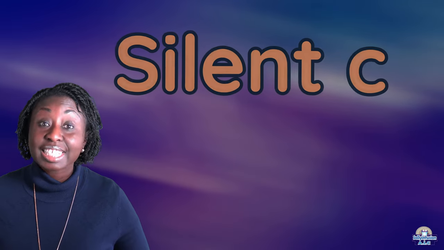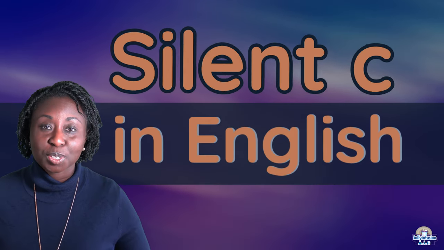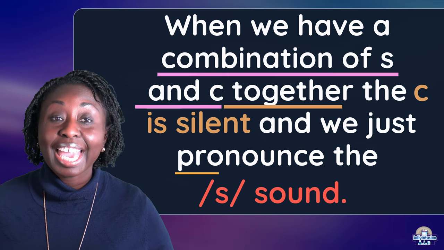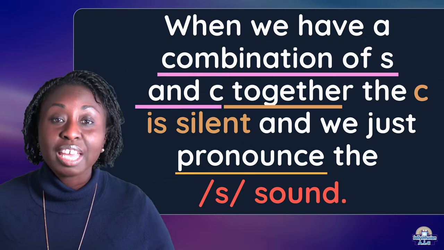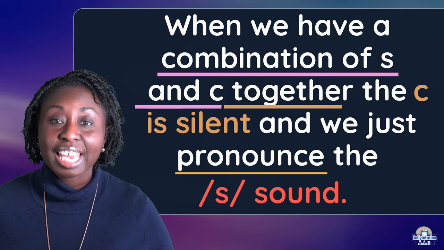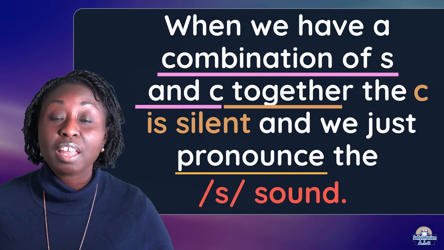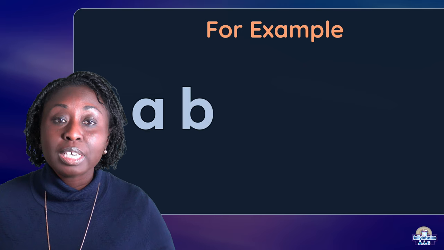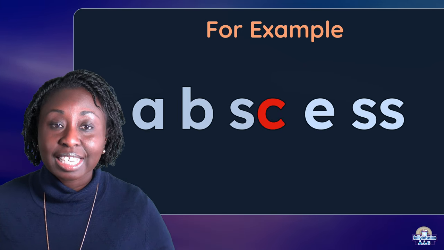Hi guys, today we will be looking at silent C in English. When we have a combination of S and C together, the C is silent and we just pronounce the S sound. For example, A-B-S-C-E-S-S, abscess.